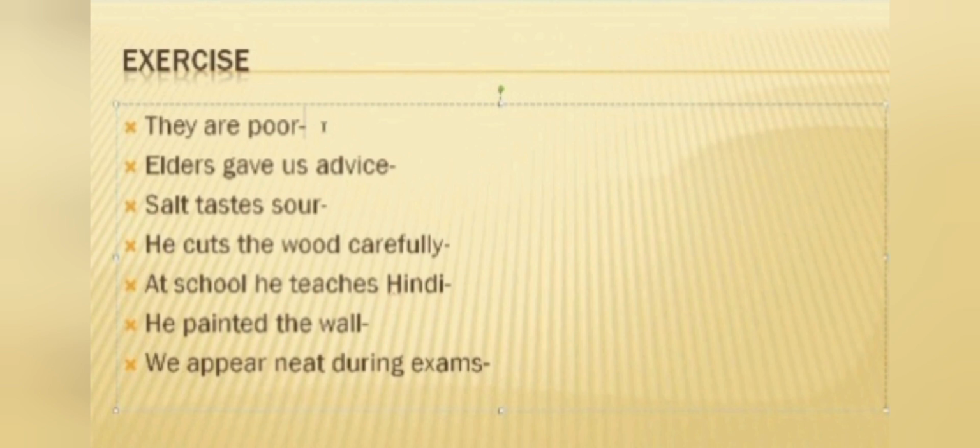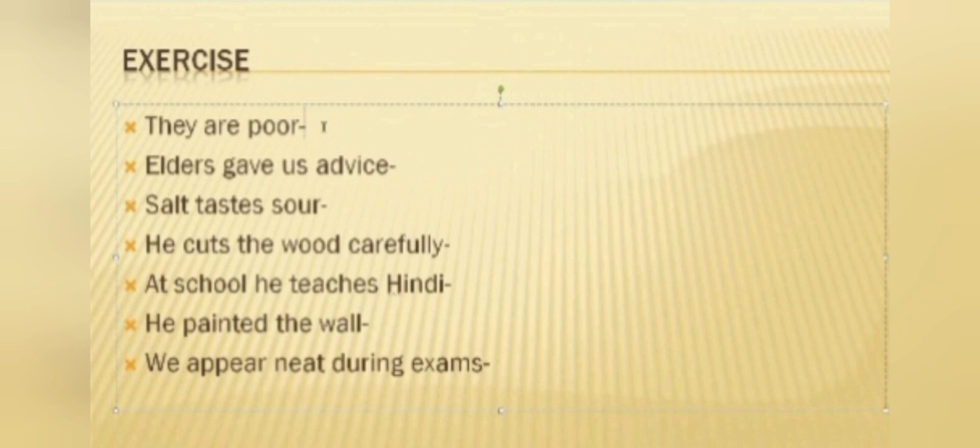The next sentence: He cuts the wood carefully. He is the subject of the sentence. This is the pronoun. Cuts is the verb. The wood: he cuts what? The wood answers the question what. So this is the direct object, or else you can simply call it the object. So S, V, O. Carefully answers the question how he cuts the wood. If something answers the question how, then it is the adjunct part of a sentence. So this pattern is S, V, O, and A.